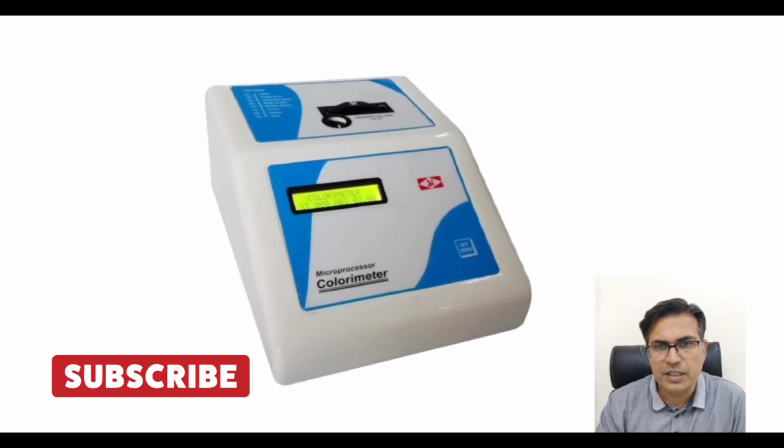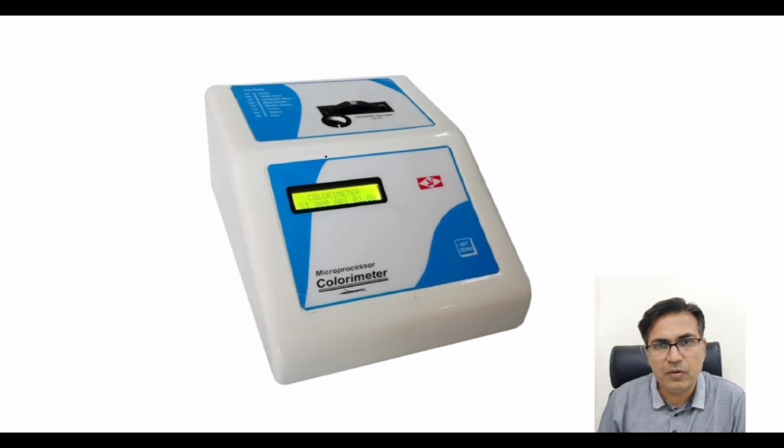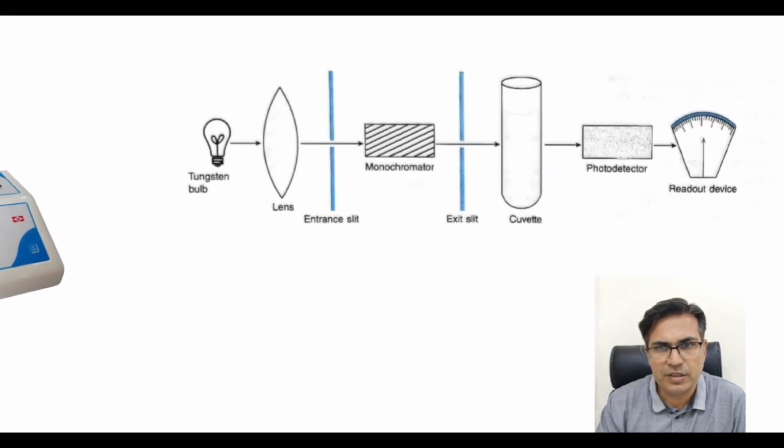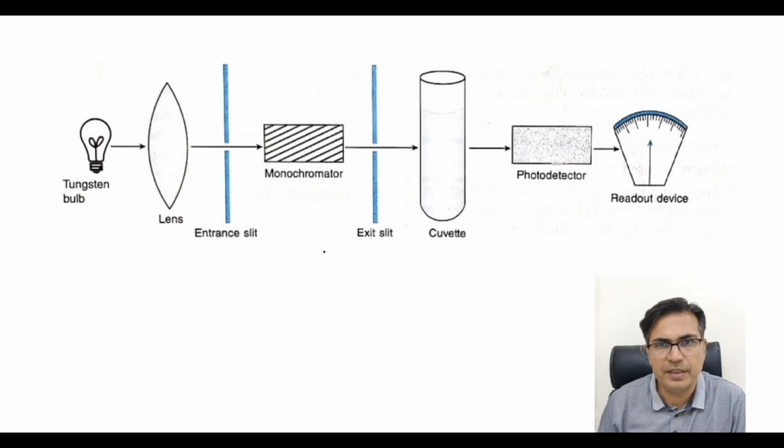We use this instrument. This instrument is called a colorimeter. Now, how does a colorimeter check the intensity of color? We need to understand the structure of the colorimeter. So this is the structure of the colorimeter. What is inside the colorimeter?